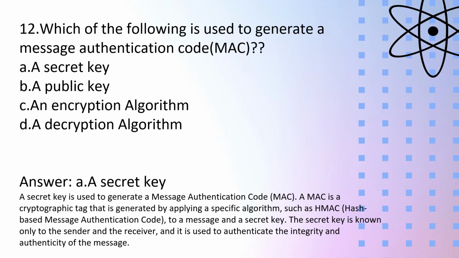Which of the following is used to generate a MAC? The answer is a secret key. A secret key is used to generate a MAC. A MAC is a cryptographic tag that is generated by applying a specific algorithm, such as HMAC, hash-based message authentication code, to a message and a secret key. The secret key is known only to the sender and the receiver, and it is used to authenticate the integrity and authenticity of the message.